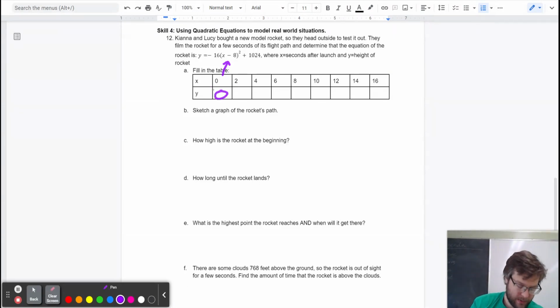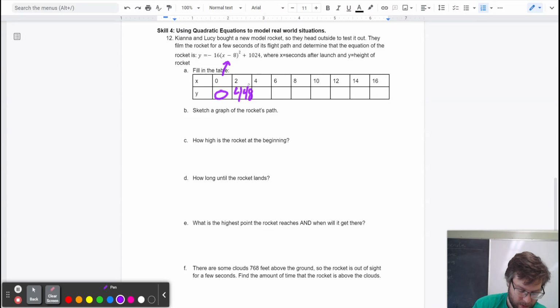The next one, it would be 6 squared times 16. So that's 576. So I think it would be 448, because that's, did I do that right? Let me double check that I did that right. So 2 minus 8 is 6. Square that, you get 36 times 16. And then add that to 1024, 448.